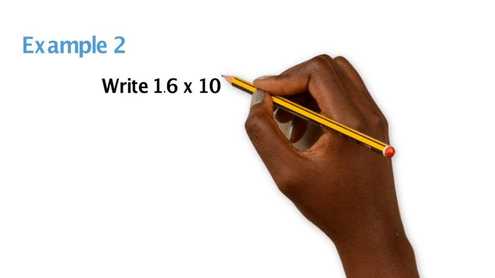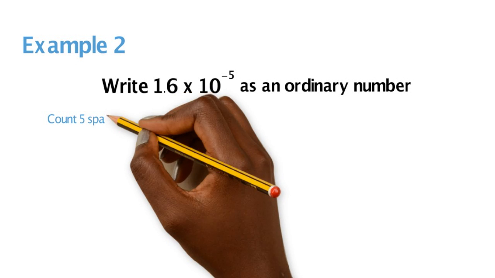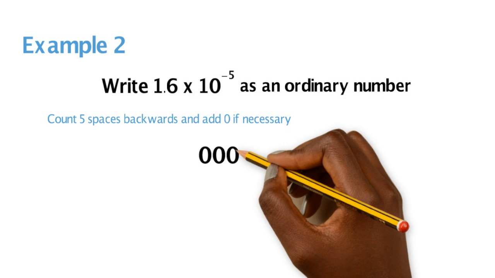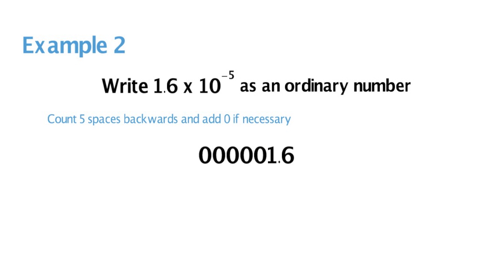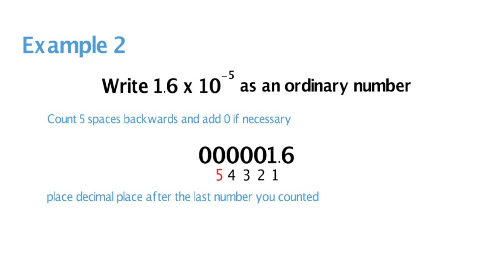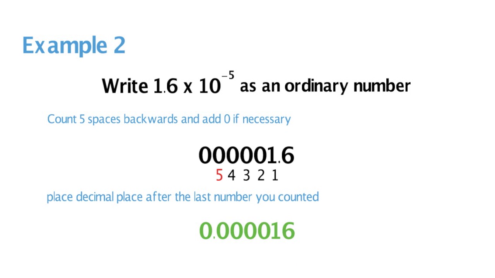If it says write 1.6 times 10 to the minus 5 as an ordinary number, because you've got a negative 5, you're going to count 5 spaces backwards. So basically, if it's positive number forward, negative number backwards, so you'd end up with this. And then, again, you need to move your decimal place after the last number you counted. So then your final answer would be 0.0000016. All right. And example 3.